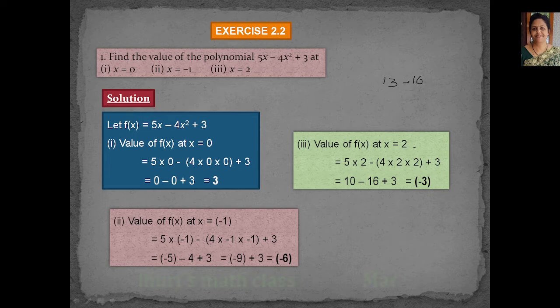13 minus 16. Here 10 and 3 are positive. Sum of the positive numbers is 13. 13 minus 16. So the difference of 13 and 16 is equal to 3. Here minus 16, this one has greater absolute value. Its sign is negative. So you will get negative 3.